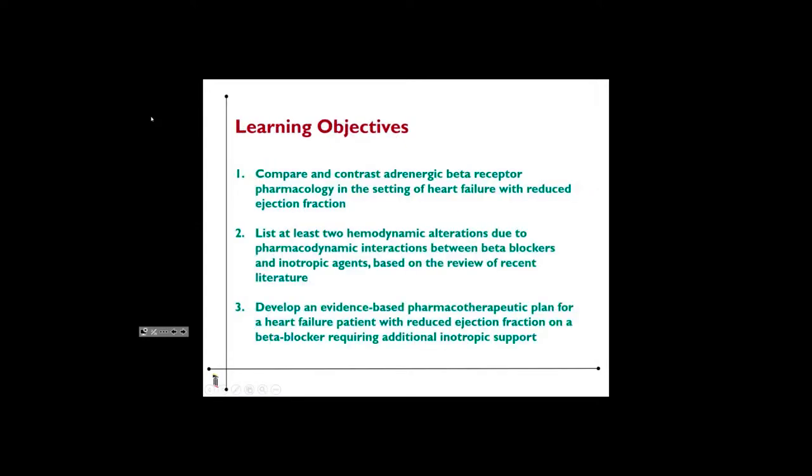As far as learning objectives today, some of the things that I'd like to talk about are comparing and contrasting adrenergic beta receptor pharmacology in the setting of heart failure with reduced ejection fraction, being able to list at least 2 hemodynamic alterations due to pharmacodynamic interactions between beta blockers and inotropic agents based on a review of the literature. And then by the end of this presentation, I'd like for us to develop an evidence-based pharmacotherapeutic plan for a heart failure patient with reduced ejection fraction on a beta blocker requiring additional inotropic support.